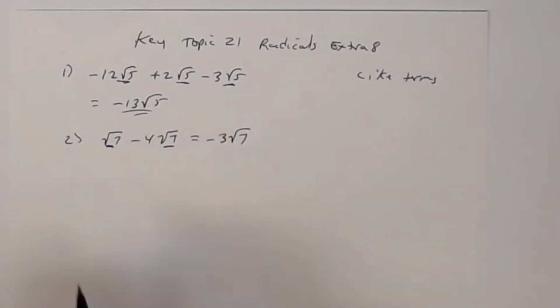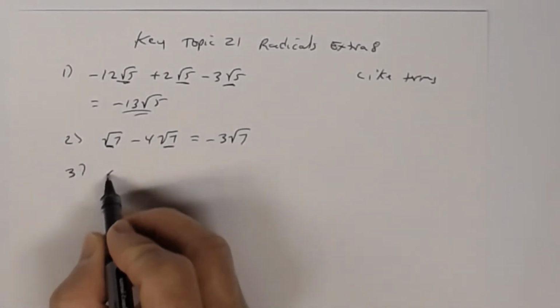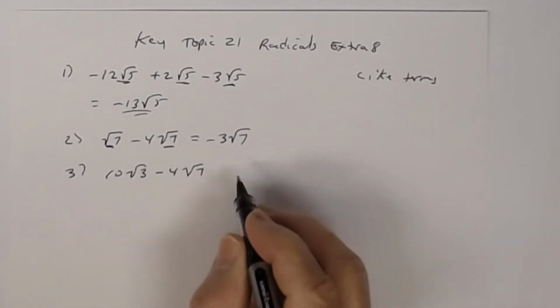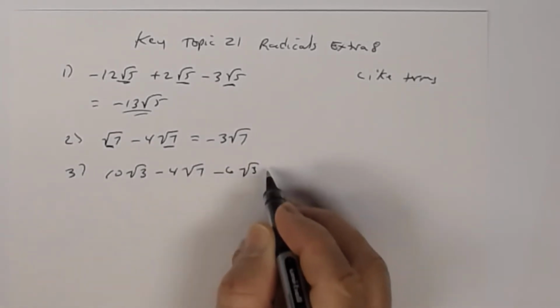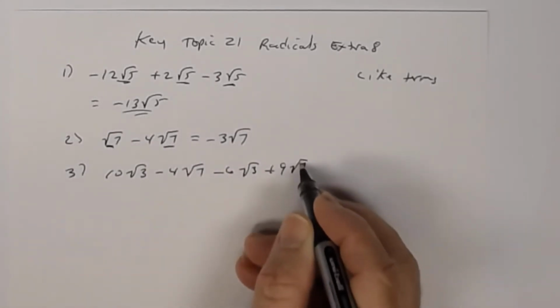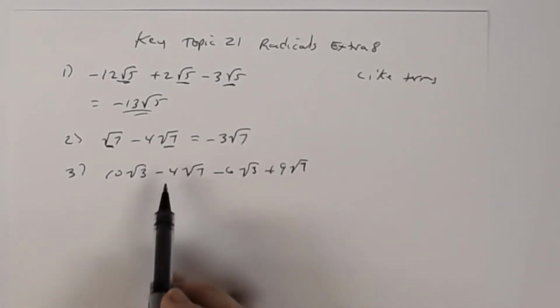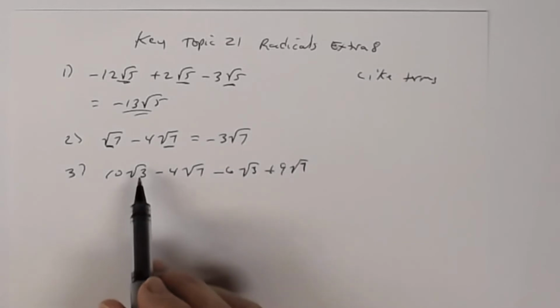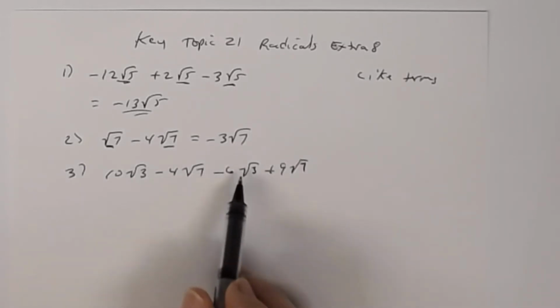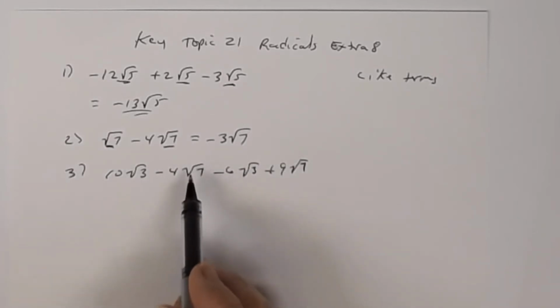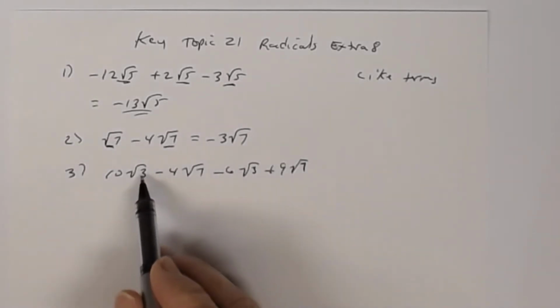So 1 and a negative 4 is a negative 3 square root of 7. So that's number 2. And number 3, you have 10 square root of 3 minus 4 square root of 7 minus 6 square root of 3 plus 9 square root of 7. And in terms of simplifying these radicals, you cannot do that any further. The only perfect square that goes into 3 and 7 is 1. Now, you have 4 terms here: 1, 2, 3, 4.